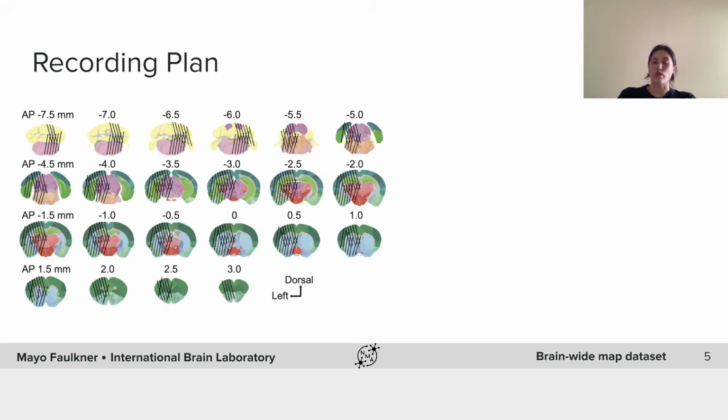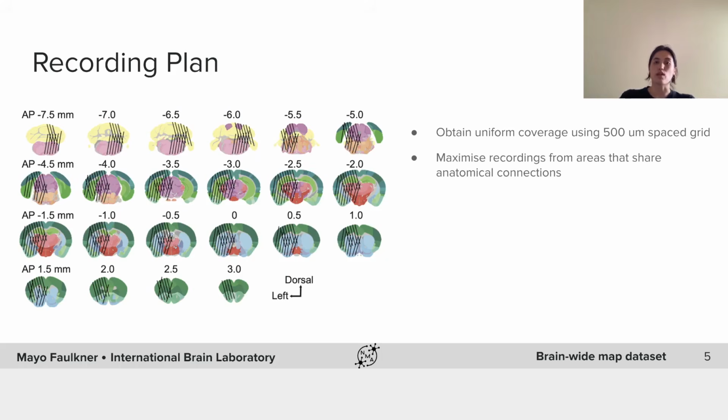This figure here shows a recording plan that we used during the Brain-wide Map project. In order to obtain uniform coverage, we used a grid-based system where our insertions were separated by 500 micrometers. In each recording session, we targeted locations that shared anatomical connections. For this reason, in the cerebellum and medulla, we recorded from the right hemisphere instead of the left in order to account for cross-hemispheric connectivity.